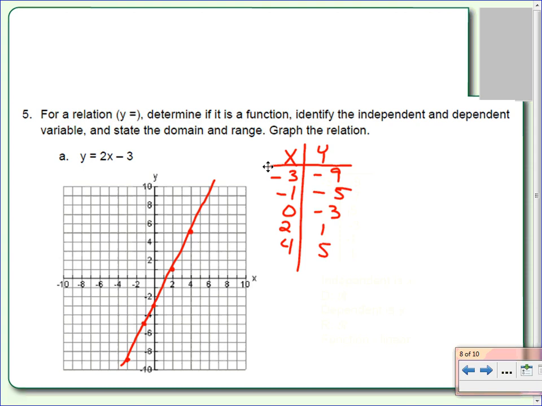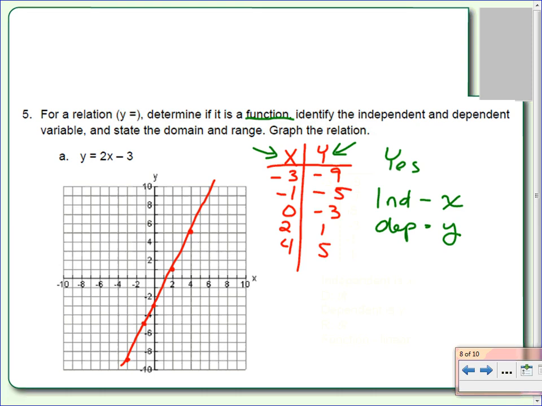So let's go ahead back and answer these questions here. Is this a function? Yes. Yes, this is a function. And we know that because no x's are repeated. Independent. What are the independent variables? Well, in this case, the independent is the x's. That's what I have in my table here. The dependent is the y. That's what I have in my table right here.